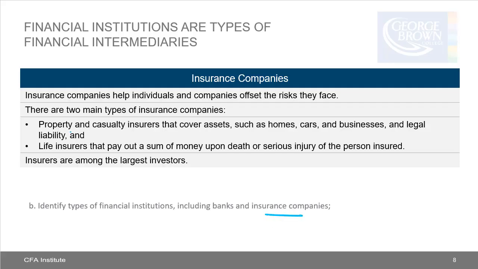Moving on now to insurance companies. Insurance companies help individuals and companies offset the risks that they face. There are two main types of insurance companies. One is property and casualty insurers that cover assets such as homes, cars, and businesses and legal liability. And the second type of insurance company are the life insurers that pay out a sum of money upon death or serious injury of the person insured. So a very important point to note is that insurers are amongst the largest investors.